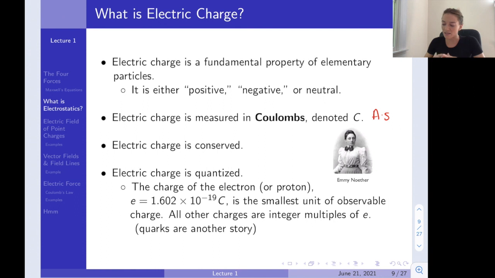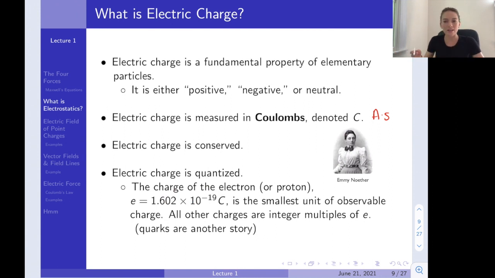So then the other thing is that electric charge is quantized. The fundamental unit of charge is the charge of a proton or an electron. We typically use that of an electron and denote it as e. I don't know why, that's just the way it happened. The charge of an electron or proton is 1.602 times 10 to the negative 19 coulombs. It's obviously going to be positive for a proton. This quantity is negative for an electron, but the magnitude is the same. So this is a fundamental unit of charge. It's the smallest observable unit of charge. All other charges are integer multiples of this number.